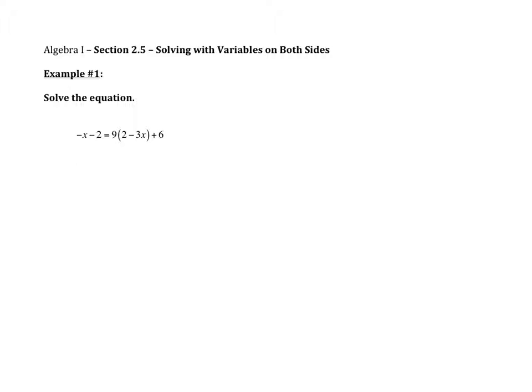So let's get started. When I first look at this problem, I see the parentheses. So I always want to get rid of the parentheses first. So I'm going to take the 9 times the 2 and the negative 3x. So I would have negative x minus 2 equals 18 minus 27x plus 6.